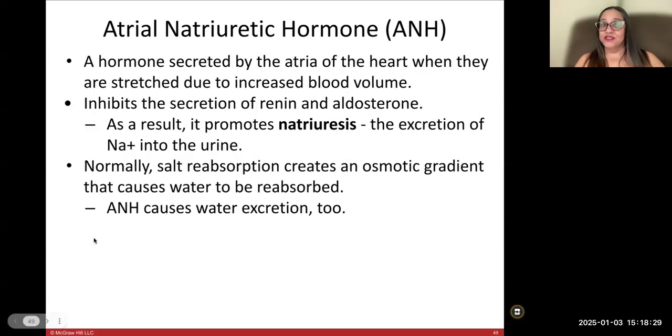ANH, atrial natriuretic hormone. This is a hormone secreted by the atria of the heart when they are stretched due to increased blood volume. It inhibits the secretion of renin and aldosterone. As a result, it promotes a process called natriuresis, which is the excretion of sodium into the urine. Normally, salt reabsorption creates an osmotic gradient that causes water to be reabsorbed. So ANH causes water excretion too.